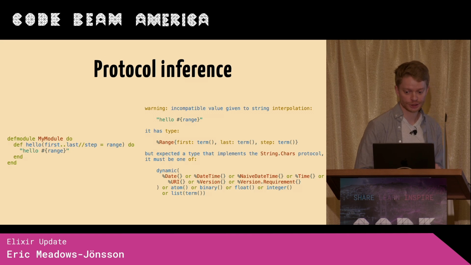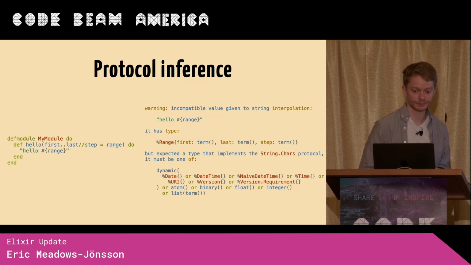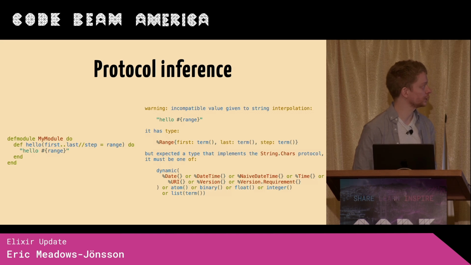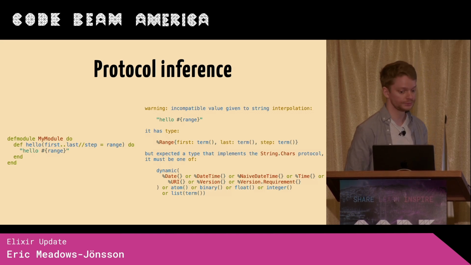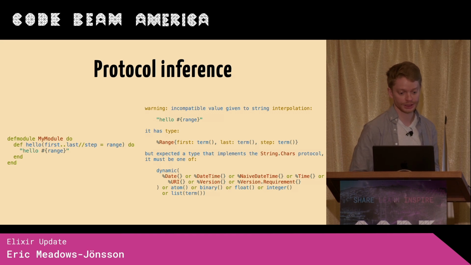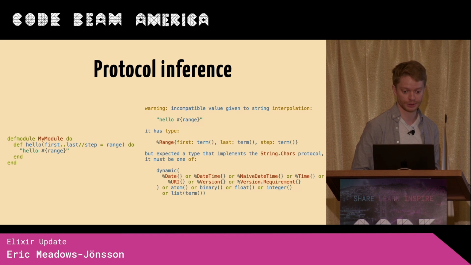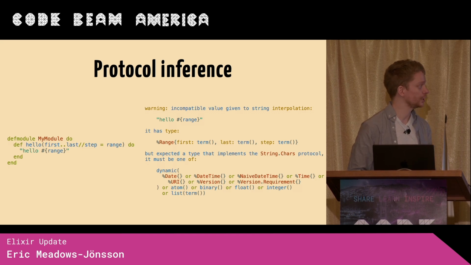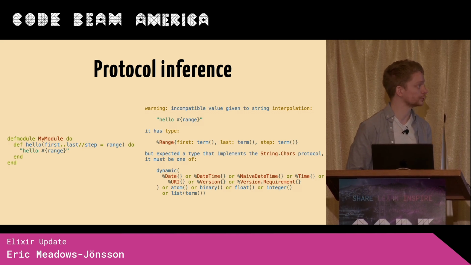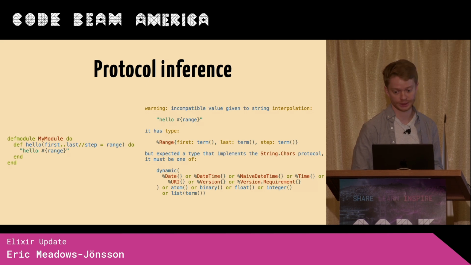And finally, as the last example, we also have protocol inference. So for string interpolation that we're doing here, we can interpolate any type that implements the String.Chars protocol. And from the pattern in the parameter, we have inferred the range type. Range type doesn't implement this protocol, so we'll get, again, a typing violation.